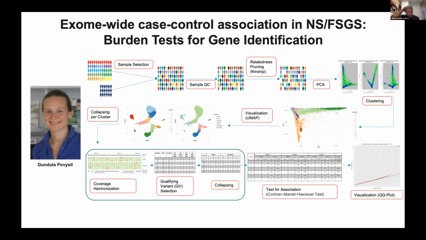And that's what she's done. This allows basically perfect mitigation of all the confounders from different platforms and sequencing, as well as ancestry, and then allows us to perform correct exome-wide case control rare variant studies. And that's what we did.